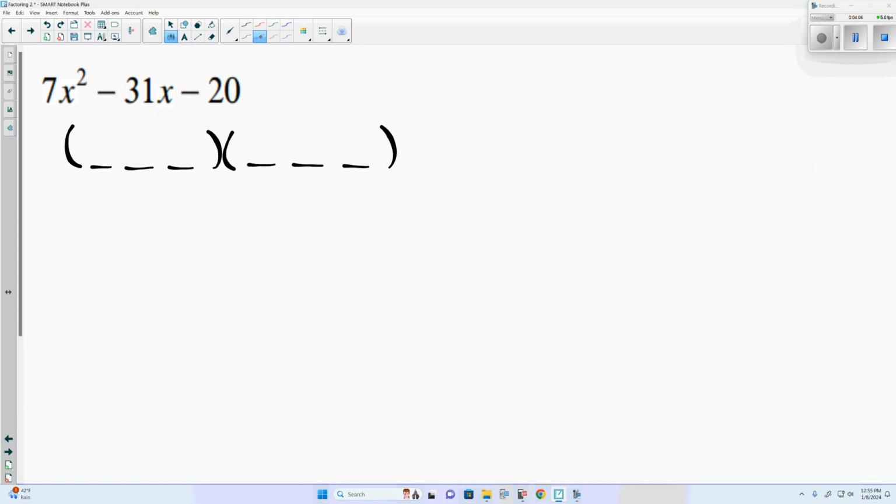Now that we have this, we'll look for the signs. So we look at the third term. If the third term is positive, the signs are the same and match the sign of the middle term. If the third term is negative, our signs are opposite. Well, here the third term is negative, so the signs are opposite. One's going to be positive and one is going to be negative.